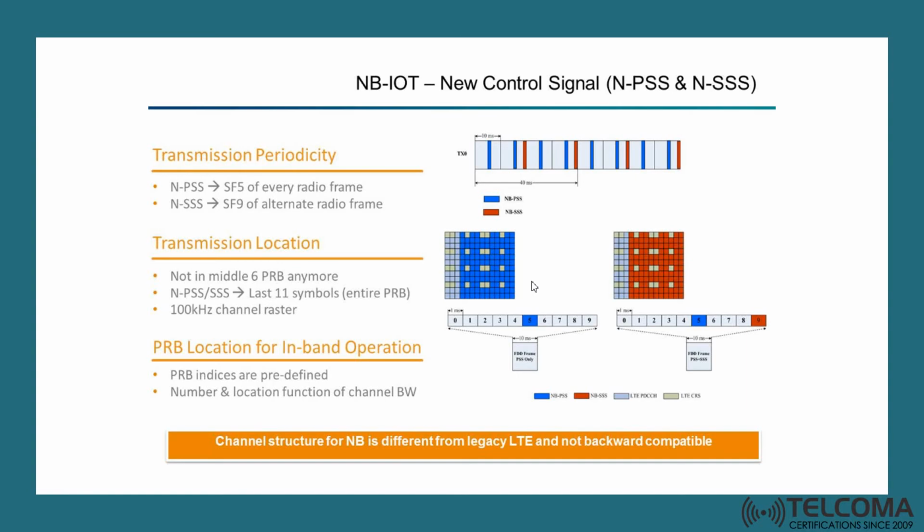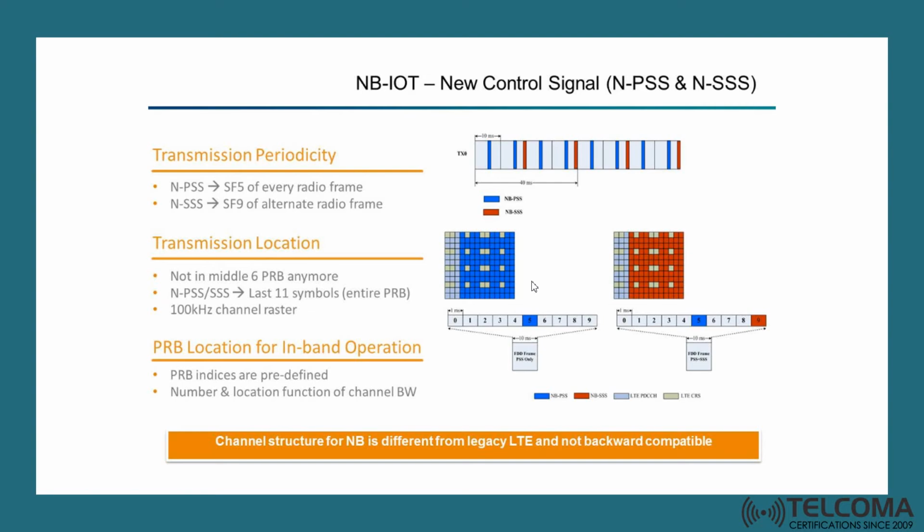But if it could not find them, it shifts its center frequency by the raster offset that is configured in LTE legacy. It is 100 kilohertz. That is, it shifts its center frequency by 100 kilohertz and starts reading PSS and SSS again and again. So this is the background behind raster offset. In NB-IoT also, the raster offset is the same, maintained as 100 kilohertz.